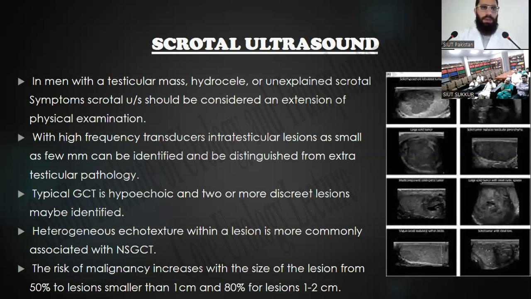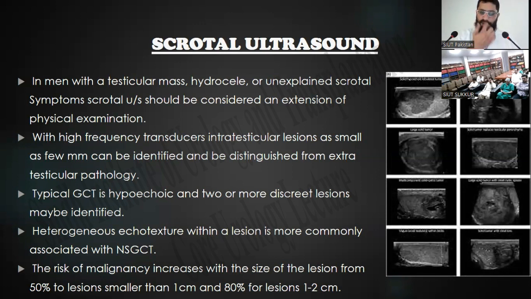Scrotal ultrasound. In men with a scrotal mass, hydrocele, or unexplained scrotal symptoms, scrotal ultrasound should be considered an extension of physical examination. With high frequency transducers, intratesticular lesions as small as a few millimeters can be identified and distinguished from extratesticular pathologies. A typical germ cell tumor is hypoechoic, and two or more discrete lesions may be identified. Heterogeneous echotexture within a lesion is more commonly associated with non-seminomatous germ cell tumors.